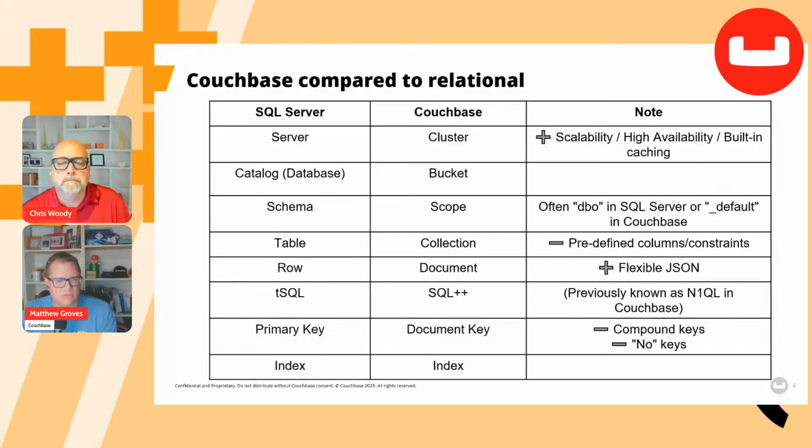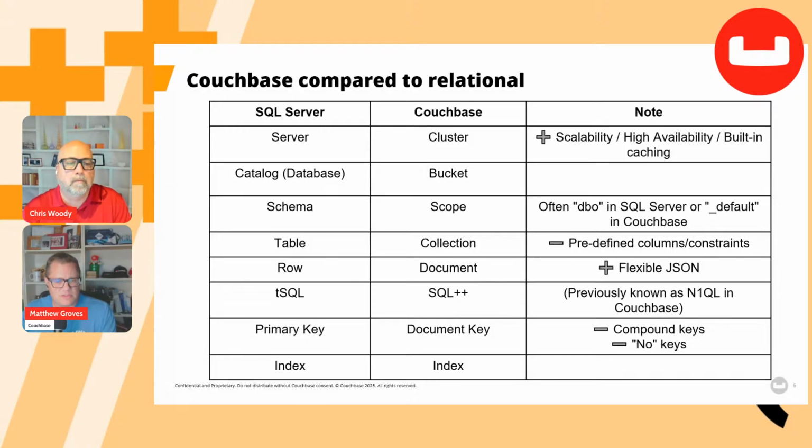And then in a relational table, you have a primary key, which could be one or more columns in that table that correspond to a key. In Couchbase, each document has its own unique key. So they're kind of similar in that they help you identify individual pieces of data, but there are some details that make them a little different.